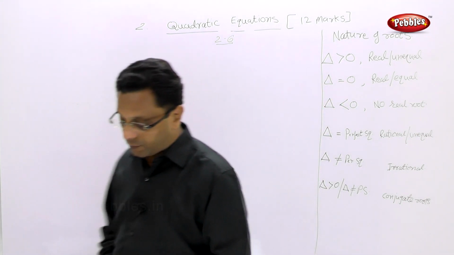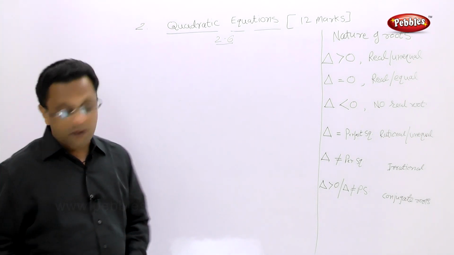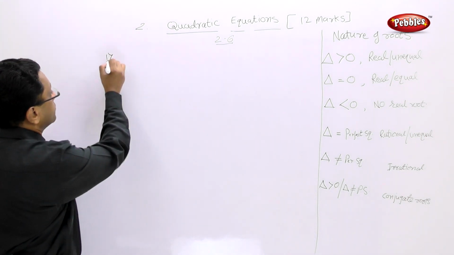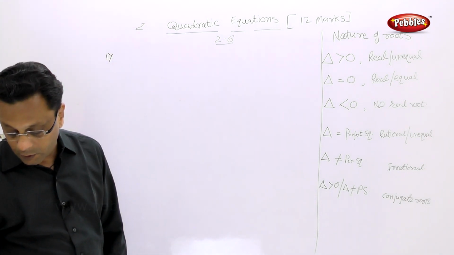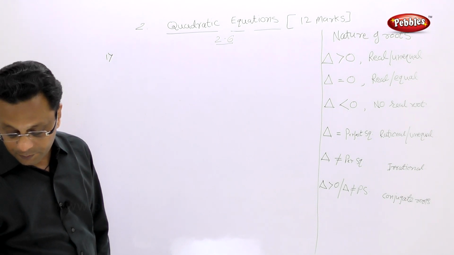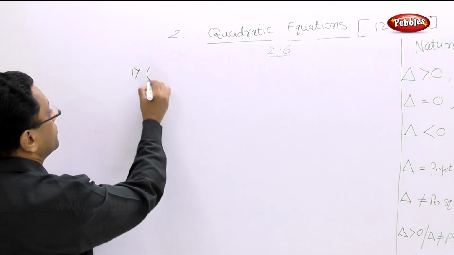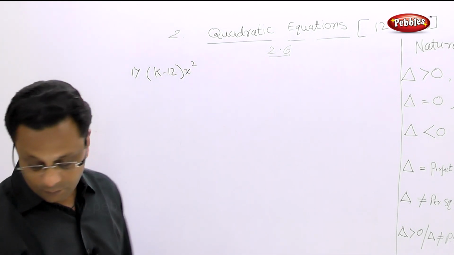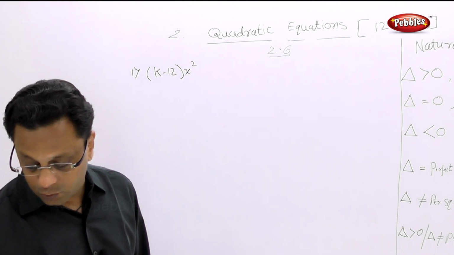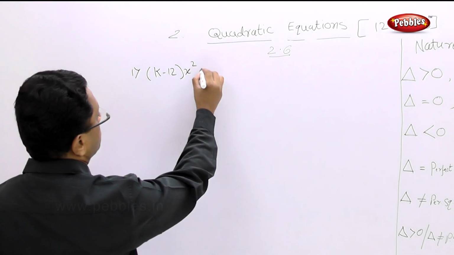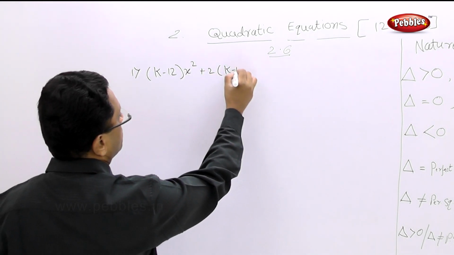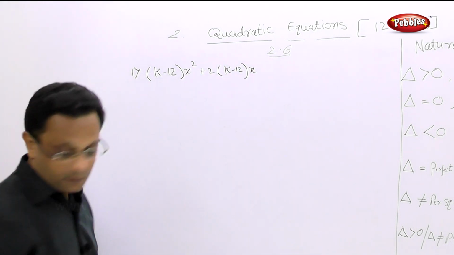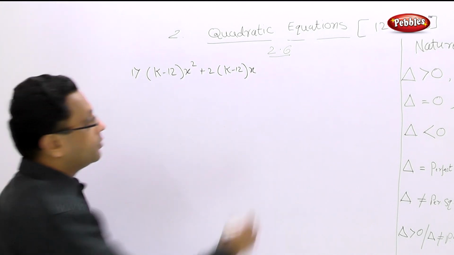Let us see the first one. The first is k minus 12 x square plus 2k minus 12 x plus 2 equal to 0.